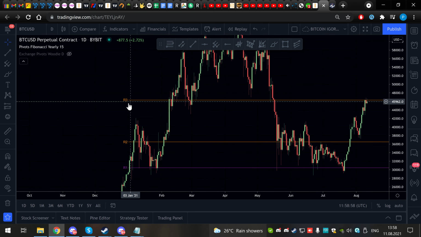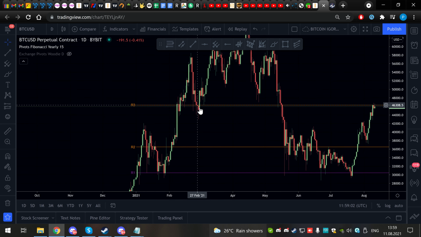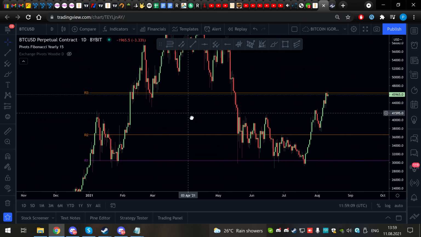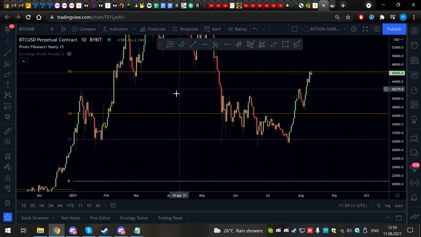Also, you can see it acted before as a support here. You see support region. It's a big region. Another support. This was a bounce, 5% bounce. Then we lost it. Now it's resistance. Okay, we need to breach it for more upside.